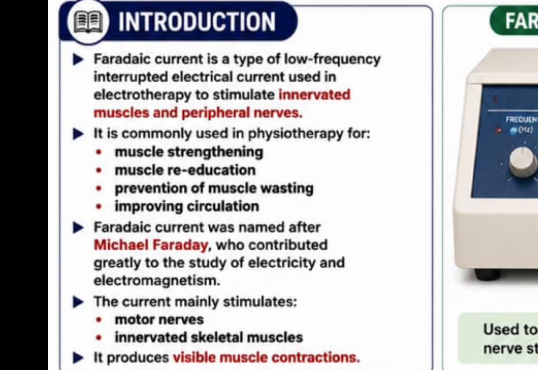First of all, it's a low frequency current. Two, it is an interrupted electric current, which means it can be interrupted with time. Three, it is used specifically in innervated peripheral muscles. So it can be used on muscles that are already innervated on peripheral nerves. Are you getting that?